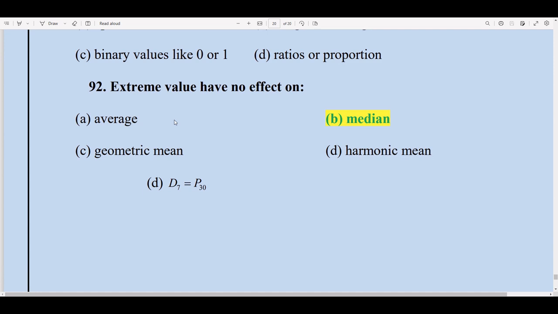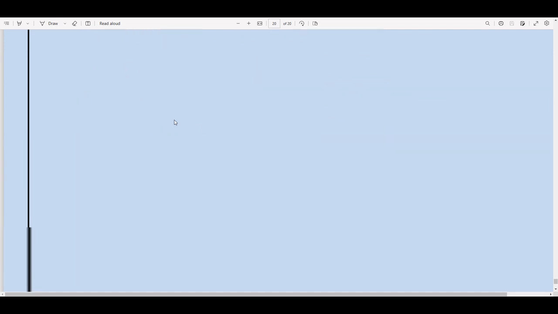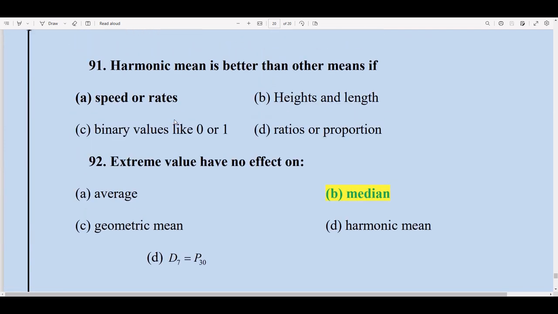Extreme values have no effect on median. And this is the last answer. Extreme values have no effect on the median, because in median we take the middle value, so any middle values exist, so there is no such effect of extreme values on median.